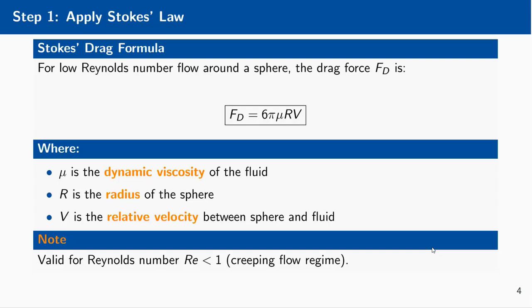The formula for the Stokes drag force is Fd equals 6 pi mu r V. Let me explain each variable. Mu represents the dynamic viscosity of the fluid, in our case glycerin. R is the radius of the sphere, which is half of the 3 millimeter diameter given, and V is the relative velocity between the sphere and the fluid. An important note: this formula is only valid for Reynolds number less than 1, which defines the creeping flow regime where viscous effects completely dominate.